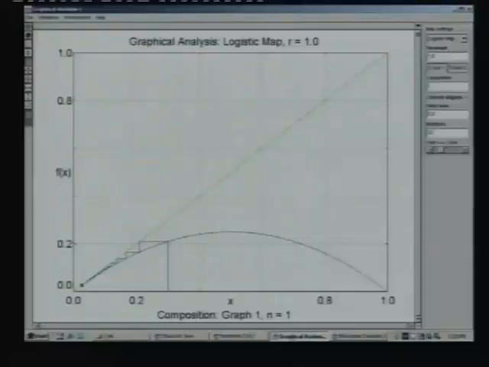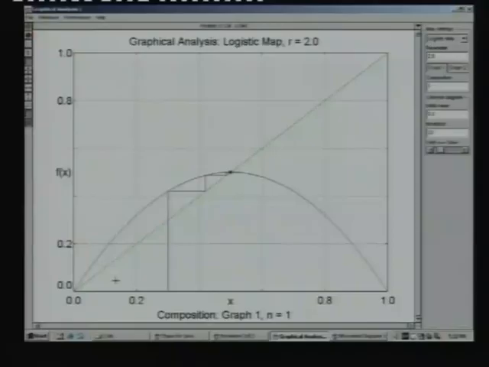Now you see, let us do the graphical analysis here. This is the graph of the map, and this is the graph of the map for the value of mu as 1. Now let us change the value of mu to 2. You see, this point has now become, its slope has now become greater than unity, and therefore this point is now unstable, and this one is now the stable point.